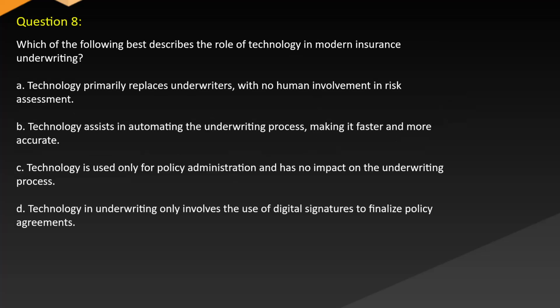Question 8. Which of the following best describes the role of technology in modern insurance underwriting? A. Technology primarily replaces underwriters, with no human involvement in risk assessment. B. Technology assists in automating the underwriting process, making it faster and more accurate. C. Technology is used only for policy administration and has no impact on the underwriting process. D. Technology in underwriting only involves the use of digital signatures to finalize policy agreements.